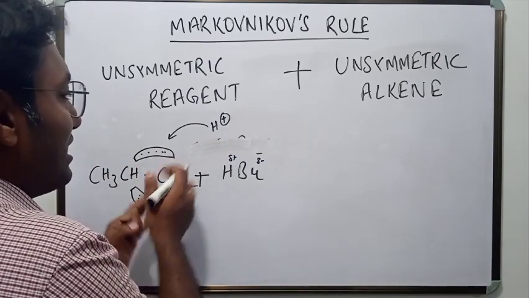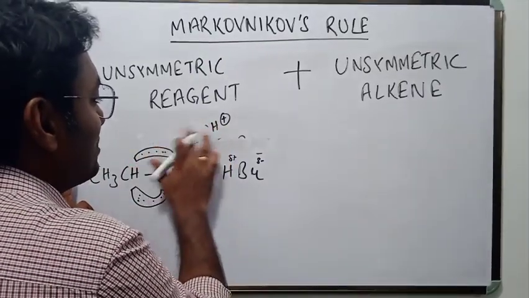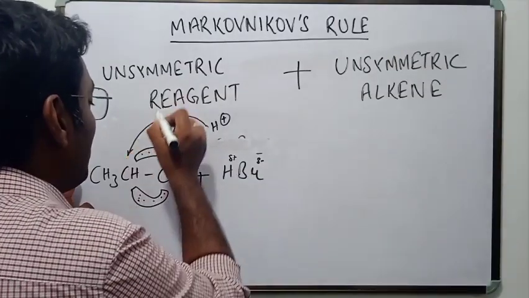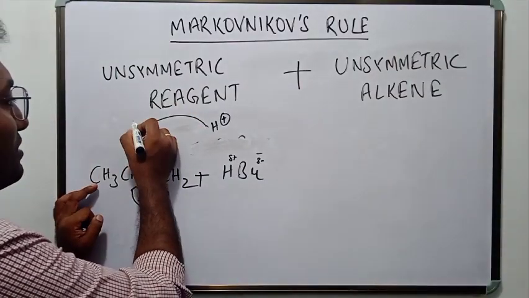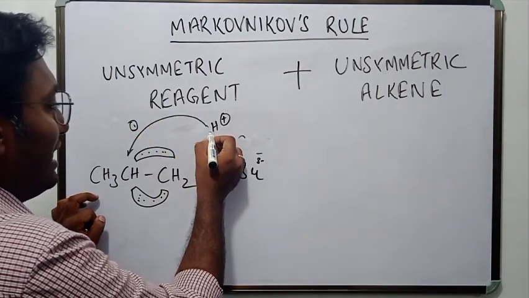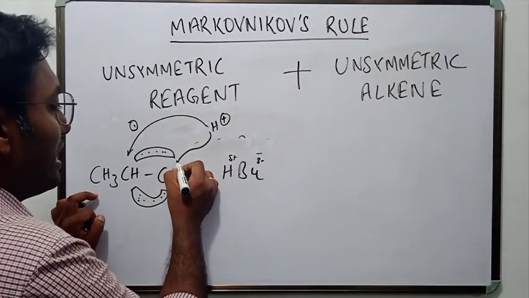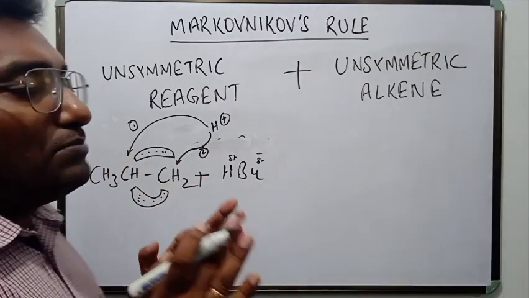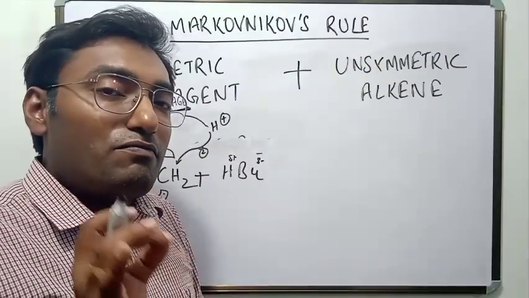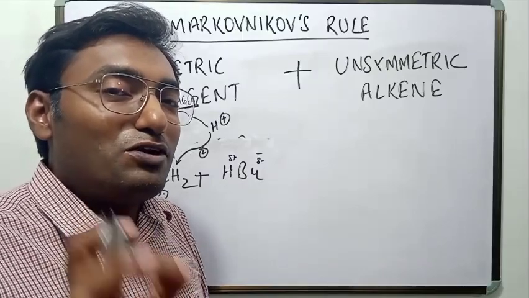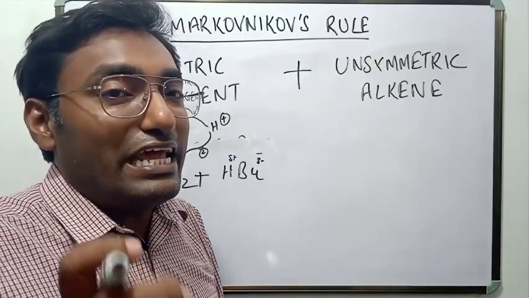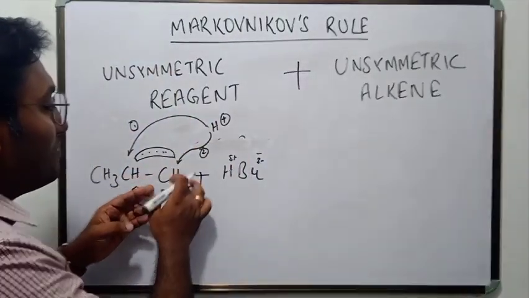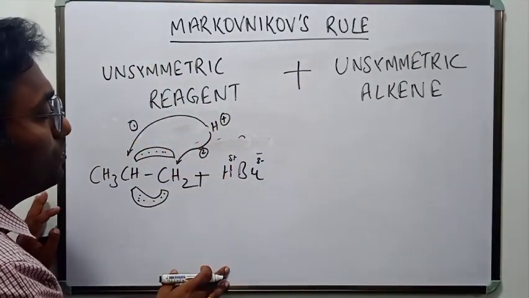When it attacks, actually it has two options. Either it can take the pair of electrons from this carbon atom, or it can take the pair of electrons from this carbon atom. Now the question that comes to our mind is, from which carbon atom would the H plus take the electron pair, or to which carbon atom would the H get joined?